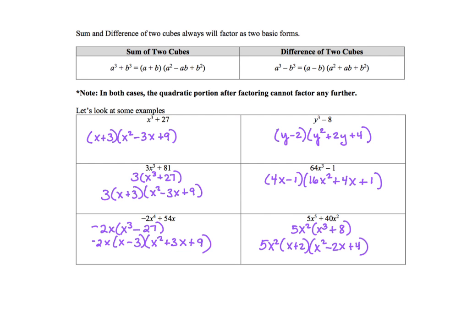Here are my answers. You'll notice this was strictly the difference of cubes. 64 is a perfect cube. 4 cubed is 64. Factors like that. And this one, remember, when we have a negative leading coefficient, we factor out the negative. Once I do that, I have the difference of cubes here. Same thing over here. Factor out a 5x squared. Now I have the sum of cubes, and it factors further.